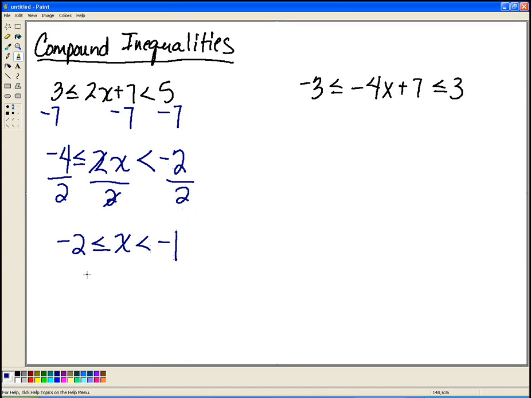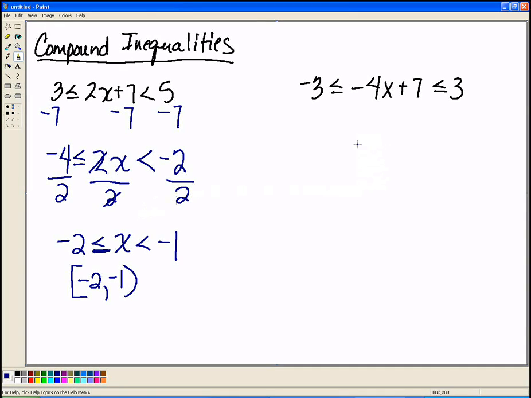And now if I want to, I can write this in interval notation. The smallest value x will ever take on is negative 2. The largest value is negative 1. I'm going to use the square bracket with my negative 2 because there's an equal sign. And I'm going to use an open bracket with my minus 1 because there's not an equal sign.